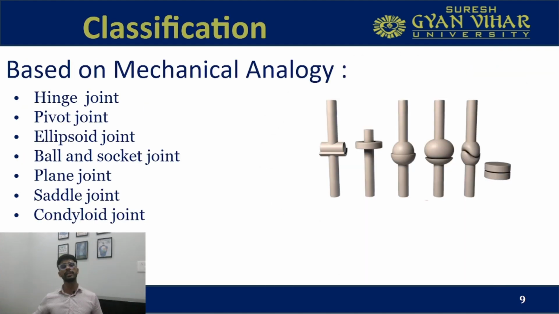Moving on, let's see another classification. In the earlier classification, we saw the classification according to the motion, the amount of movement present at the joint. In synarthrosis joints, there was very little movement. In amphiarthrosis, there was mild to moderate movement, and in diarthrosis, there was extensive movement. But now let's understand the joints according to their mechanical analogy, because this is all about biomechanics. You have to understand the mechanics of the joint, how they are functioning. So we are dividing them into these seven types, and we will be looking at each and every type in detail.